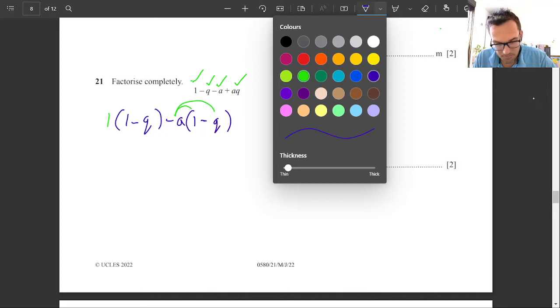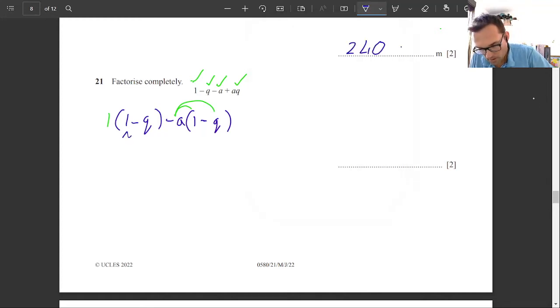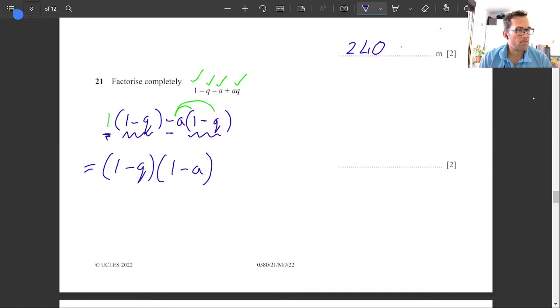Once we've done that, we can now see this whole bracket and this whole bracket, we can factorize it out. So that will become 1 minus q. And what is left is this 1 here at the front of the bracket and this minus a. See, and that's the correct final answer. Bit of an awkward one, I know. But if you just get enough practice in, do enough papers with me, you can do it.